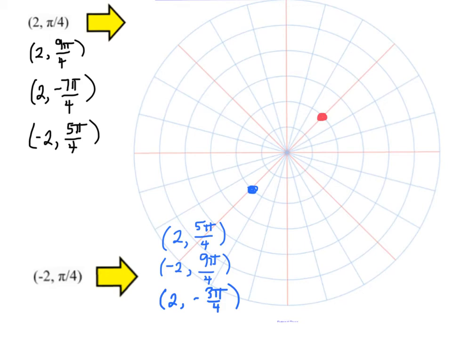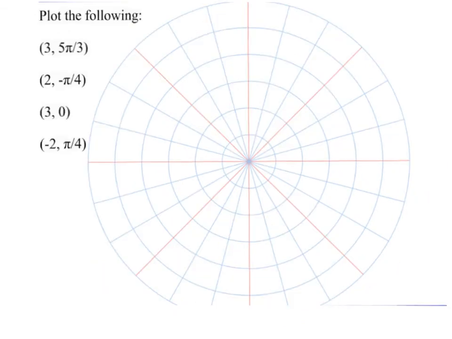Let's do a little practice. So we're going to plot these points. 5 pi over 3. I would always start with the angle, 5 pi over 3. So, pi over 3 is up here, 2 pi over 3 is there. So 5 pi over 3 is just short of 2 pi. It's actually going to be the pi over 3 back here. We go 3 units out. I'm going to do this one in black, put a little black thing there. There it is.